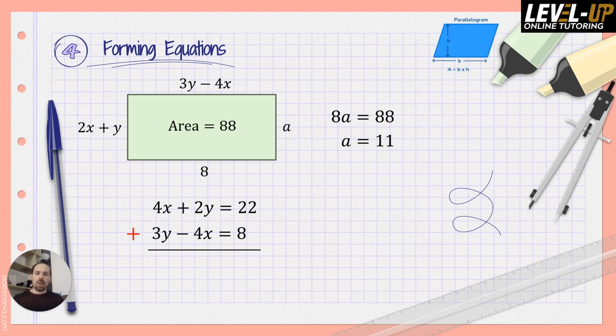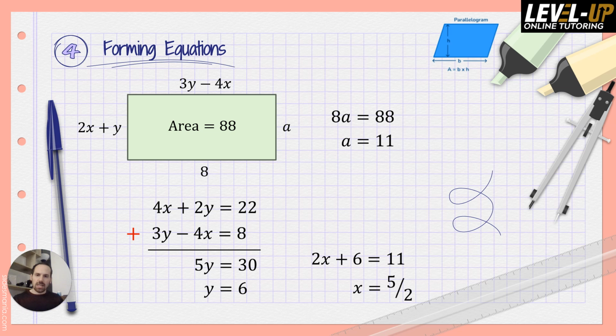So now we're doing 2y plus 3y, which will be 5y, 22 plus 8, which will get us 30. And so therefore y is going to be 6 if we divide both sides by 5. And so finally, I've gone back to the original equation of 2x plus y is equal to 11, substituting my y equals 6, and we can always rearrange that to find x is going to be 5 over 2.